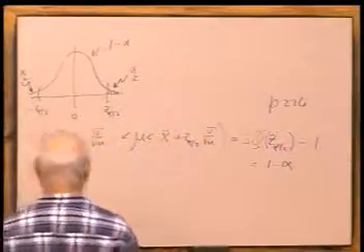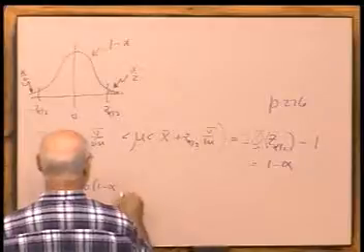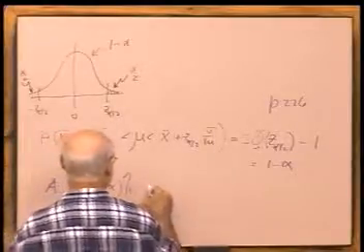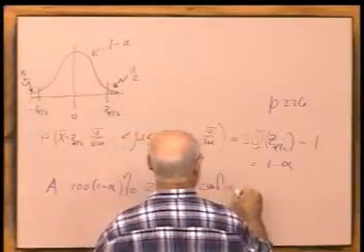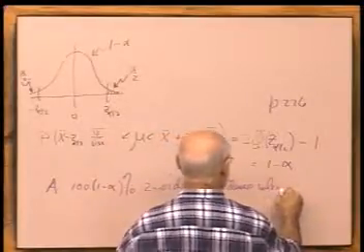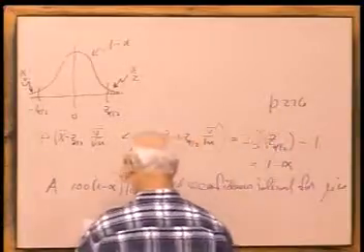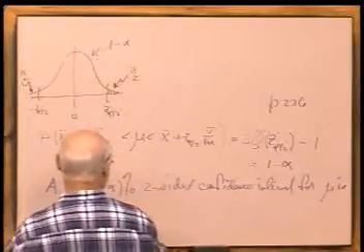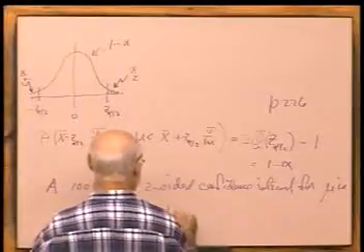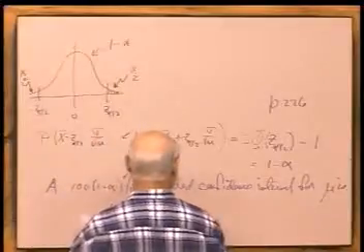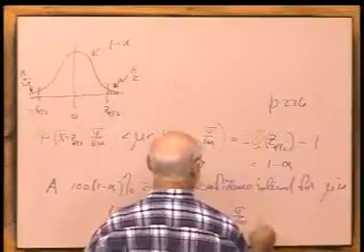So we could say then this: a 100 times 1 minus alpha percent two-sided confidence interval for mu is, and then we have this interval whose limits, whose boundaries are x bar minus z sub alpha over 2 times sigma over the square root of n, and x bar plus z sub alpha over 2 times sigma divided by the square root of n.